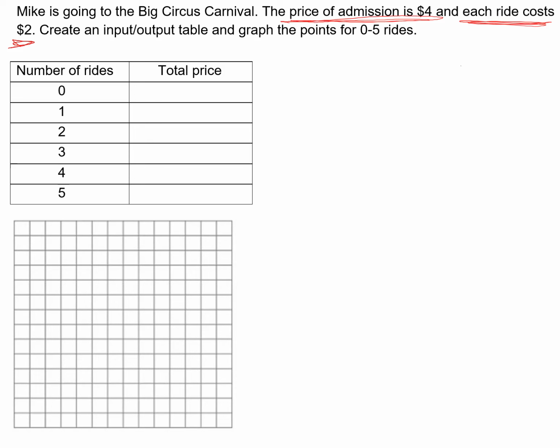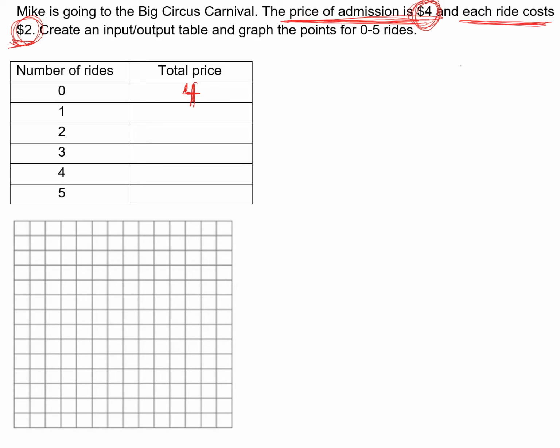Okay, so what's the difference between the $4 charge and the $2 charge at the carnival? So the idea is price of admission means when you walk in the door, you need to pay $4. Even if you've been on 0 rides, you're going to pay $4 just for admission. Now, do you pay that fee again? No, that's a one-time fee. You only need to be admitted once.